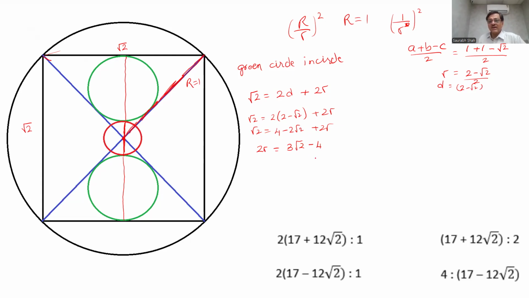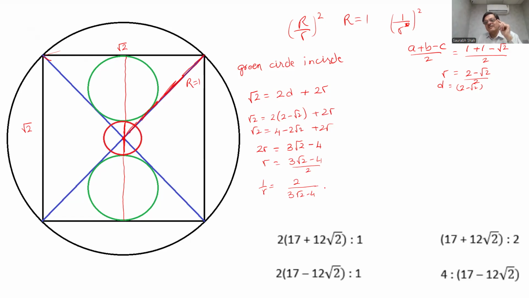Now we need 1 upon r and then whole square. So what is 1 upon r? Of course we have 2r, so r will be (3 root 2 minus 4) by 2. So 1 upon r is 2 upon 3 root 2 minus 4. Now we need 1 upon r whole square.